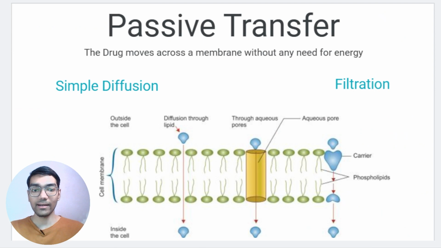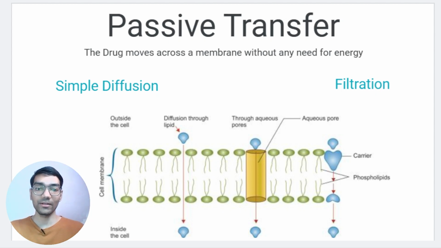A passive transfer of drug is movement of drug across a membrane without any need of energy. The energy currency of the cell is ATP, adenosine triphosphate. In passive transfer, the cell doesn't have to spend any energy in the form of ATP to transfer the drug. Drug is transferred in the direction of the concentration gradient, which means from higher concentration to lower concentration. Outside of the cell is a higher concentration and inside is lower concentration. Hence the drug is transferred from outside to inside. And once there is equilibrium in concentration on both sides, transfer is stopped automatically.